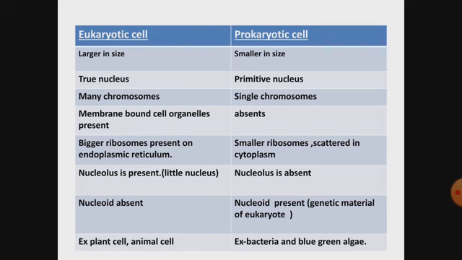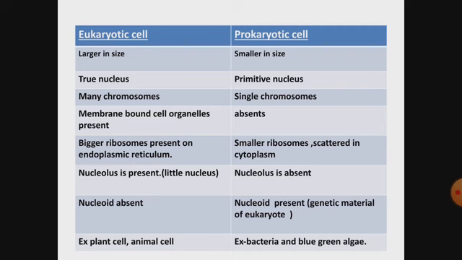In eukaryotic cell, membrane bound, means covered, membrane bound cell organelles are present. Cell organelles are the cellular structures which are present in cytoplasm. So here membrane bound cell organelles are present, but in prokaryotic cell they are absent. Nucleus is also without membrane, and its cellular structures, cell organelles, are also without any membrane around them. Now in eukaryotic cell, bigger ribosomes are present on ER, but in prokaryotic cell, smaller ribosomes are present and they are scattered in the cytoplasm.